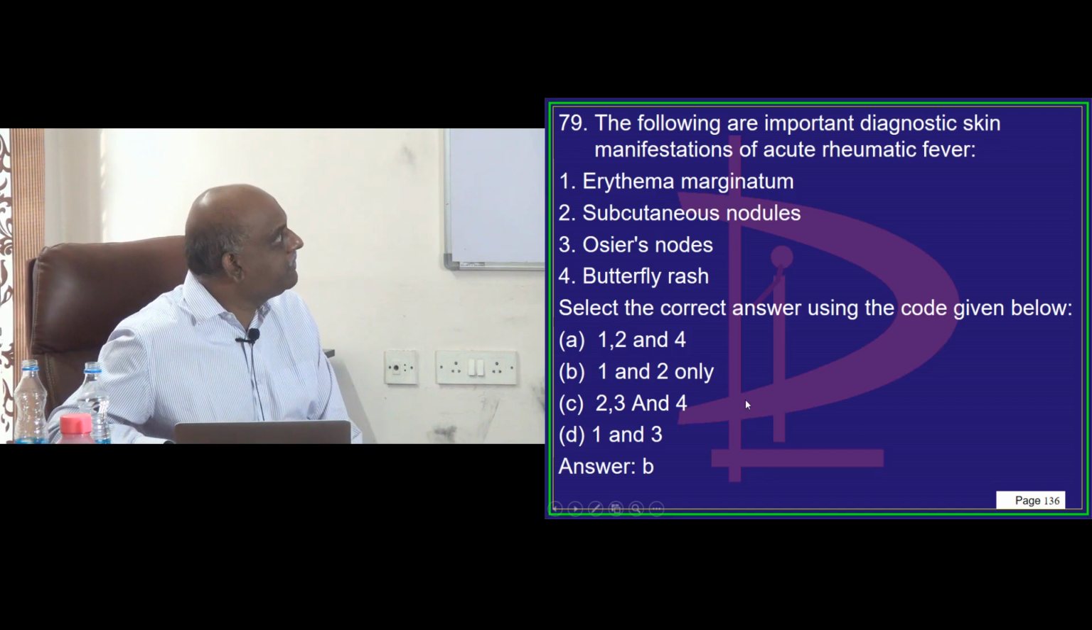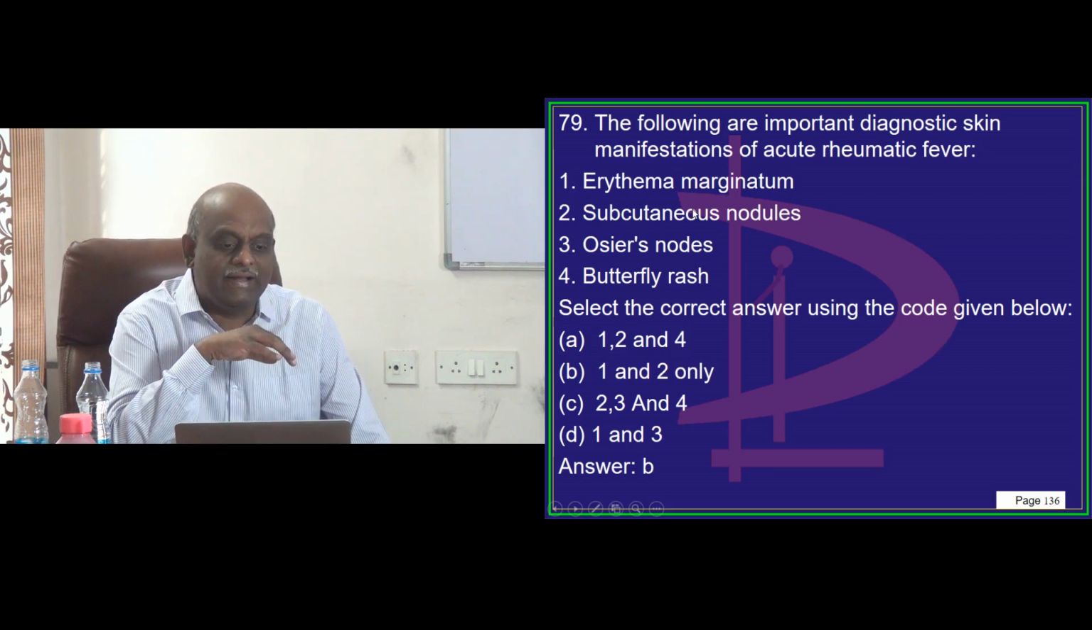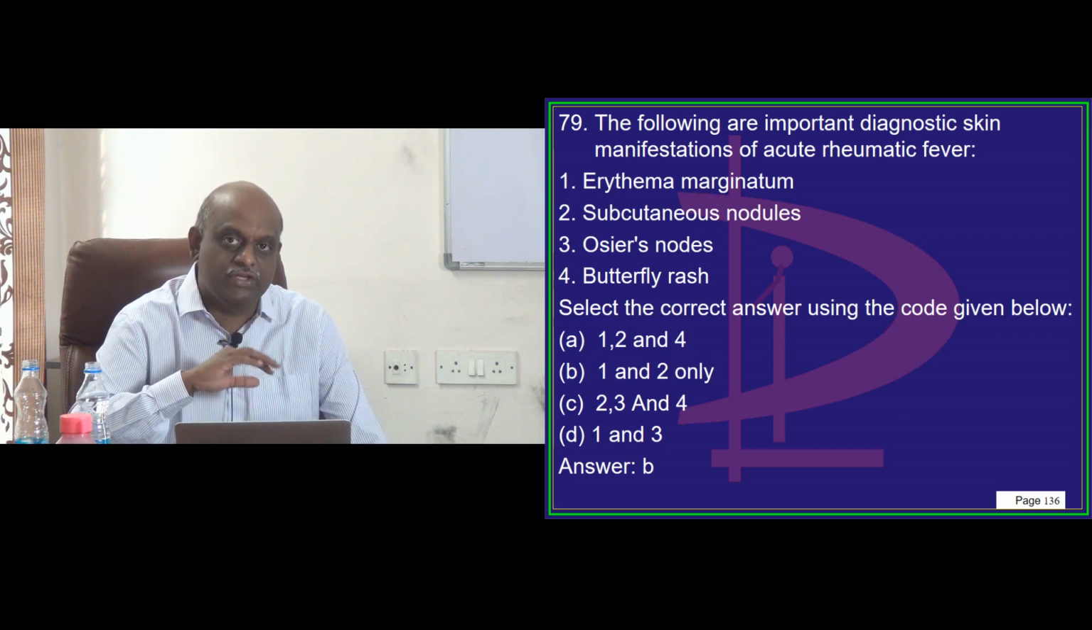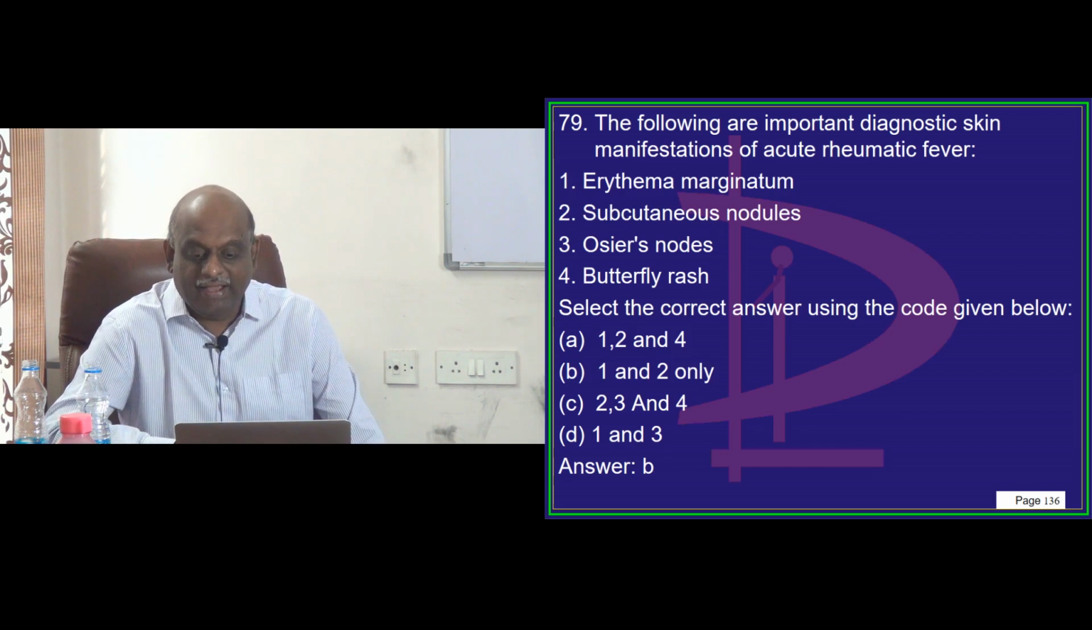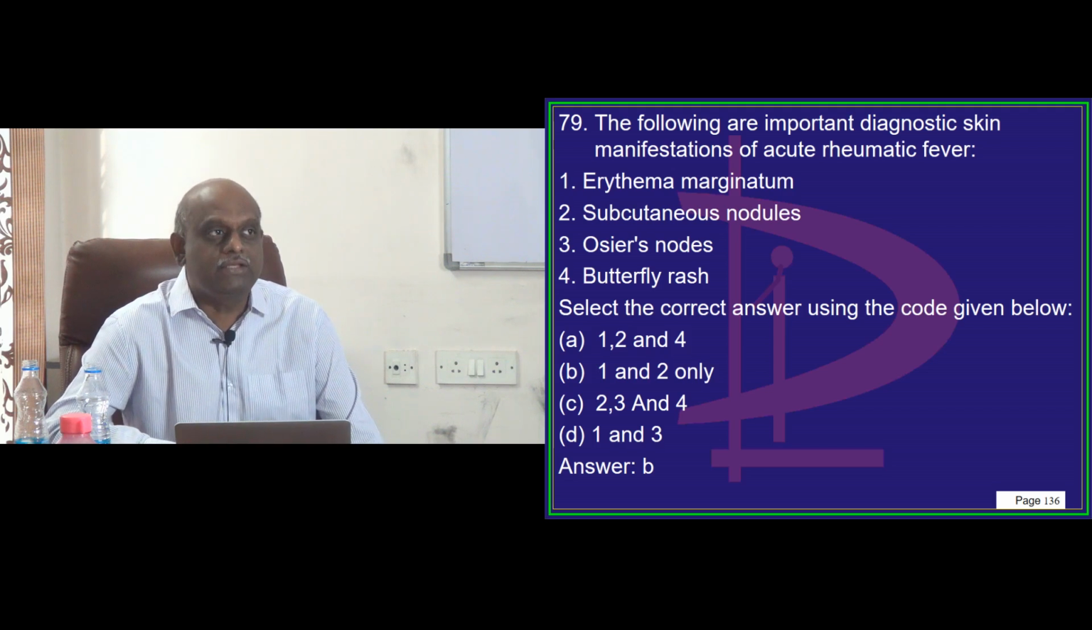I can see most of you saying B, that is only subcutaneous nodules and erythema marginatum, because butterfly rash is a feature of SLE, Osler's nodes are the feature of infective endocarditis. Excellent.